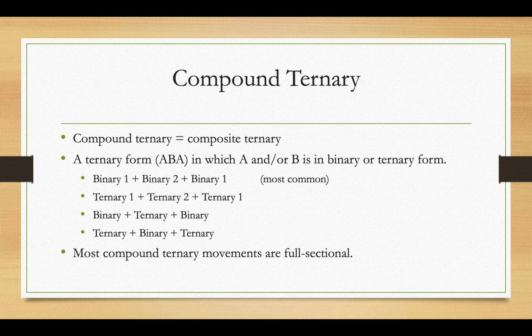Most compound ternary movements are full sectional. And remember, full sectional means that every single large section in this, the A by itself, the B by itself, the A by itself, is tonally closed. In other words, each of those sections starts and ends in the same key, and it ends with some sort of authentic cadence in that particular key for that section.